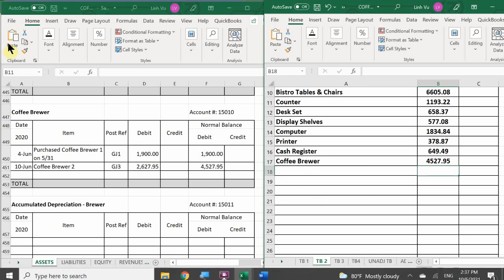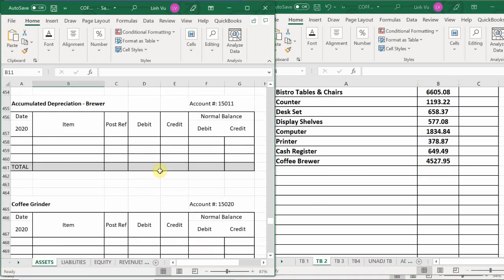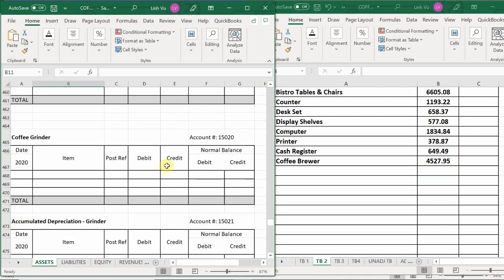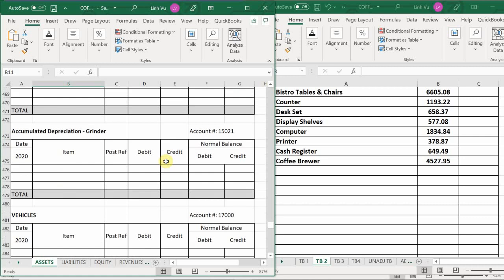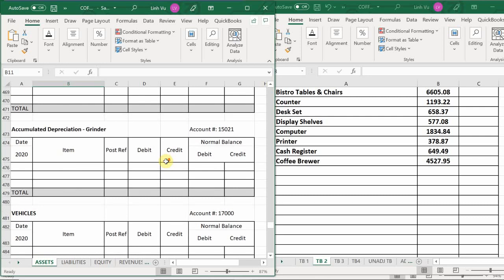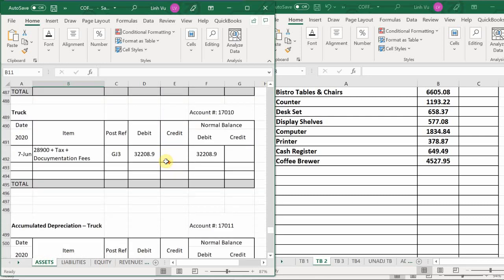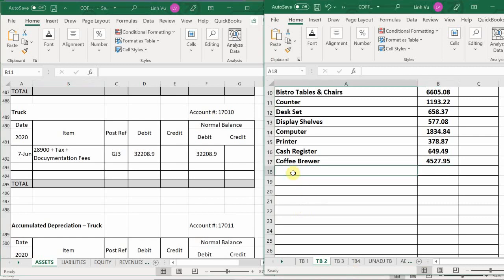Do we have coffee grinders? Do we have it in the coffee grinder account? No, not yet. It's still in miscellaneous expense. Okay. So now do we have a truck? Yes. Truck for 32,208.90. Okay.